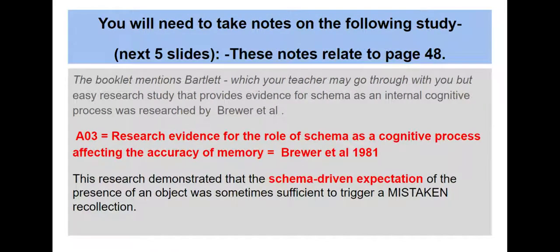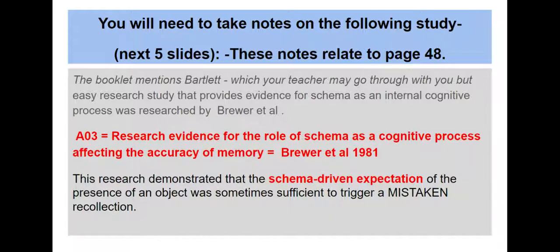Now, you're going to need to take notes on the next 5 slides. Okay, they relate to AO3, evaluation of schema. Your booklet mentions Bartlett, Frederick Bartlett. Okay, now your teacher may go through Frederick Bartlett's study. However, I've got a very easy study for you here by Brewer. And the reason why you can use this is because it is research evidence, okay, that supports the role of schema as a cognitive process which affects the accuracy of memory. Okay, and it was done in 81.